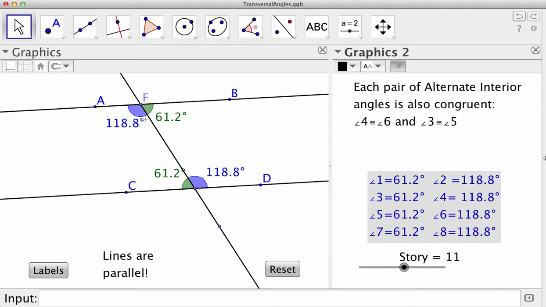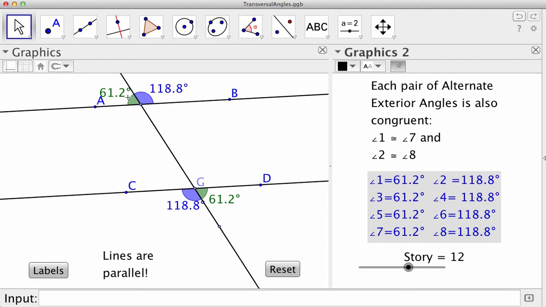We also see that when we look at pairs of alternate interior angles, they are also congruent to each other. And by that I mean two angles that are both interior, and in this case on opposite sides of the transversal. So this angle right here, 61.2 degrees, and this angle right here, also 61.2 degrees. These two alternate interior angles also are congruent. This only happens when the lines are parallel, and if these angles are congruent, we know the lines must be parallel.